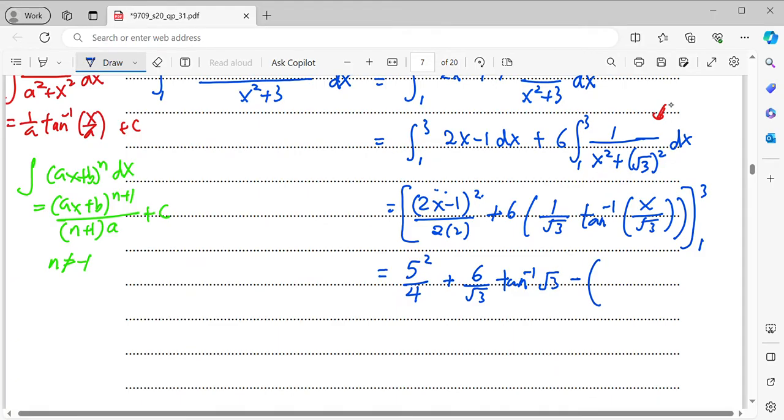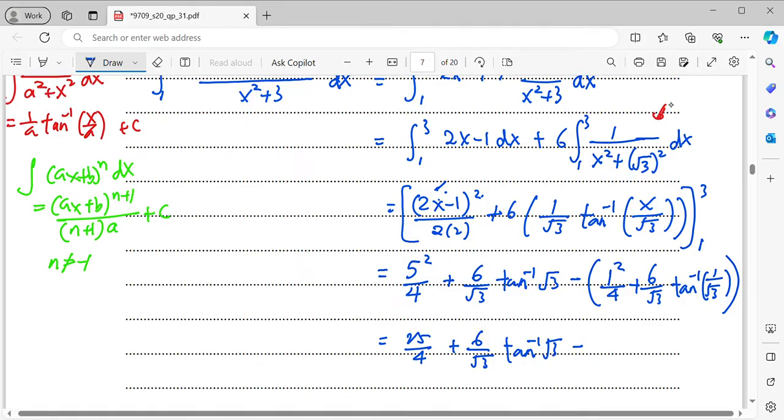minus, when the x is replaced by 1. So 2 times 1 is 2. 2 minus 1 is 1. So 1 squared over 4. Then plus 6 over square root 3 inverse tangent 1 over square root 3. Okay, then from here, you will be getting 25 over 4 plus 6 over square root 3 inverse tangent square root 3, minus 1 over 4, then minus 6 over square root 3 inverse tangent 1 over square root 3.